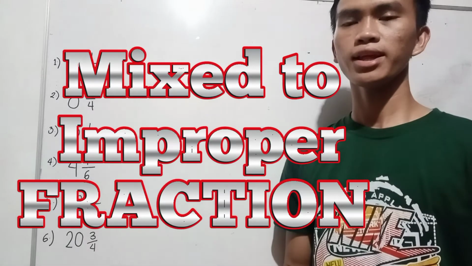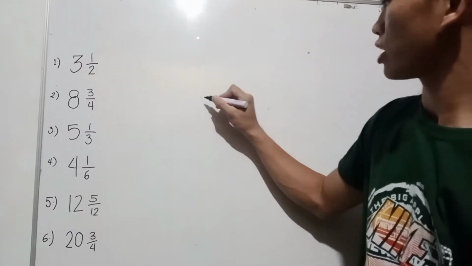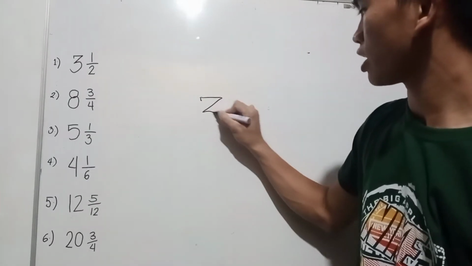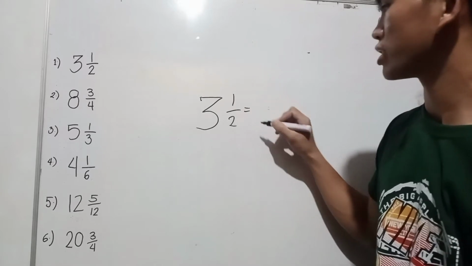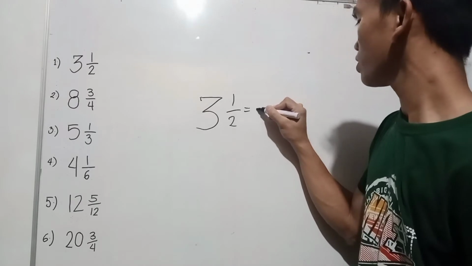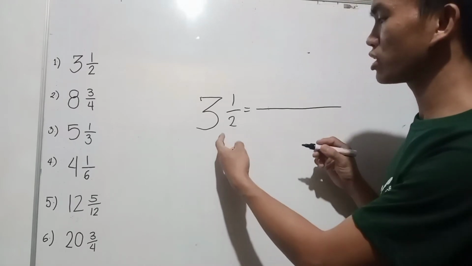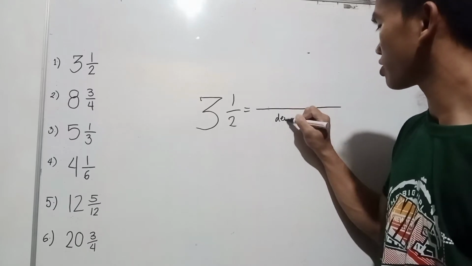To begin with our main lesson, we'll take a look at example number one. I'll copy it here in the middle. I'll make it as big as I can so that I can further explain it and you can clearly see it. So, in converting a mixed fraction into an improper fraction, the first thing to do is to copy the denominator.